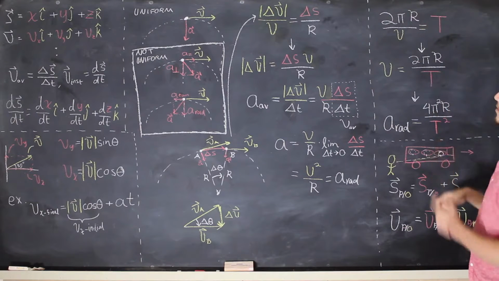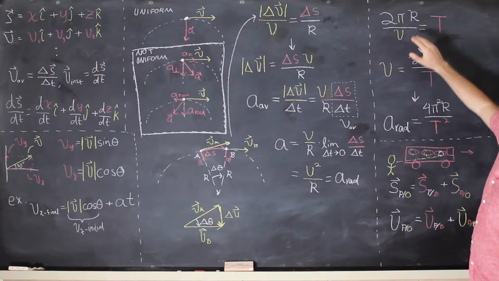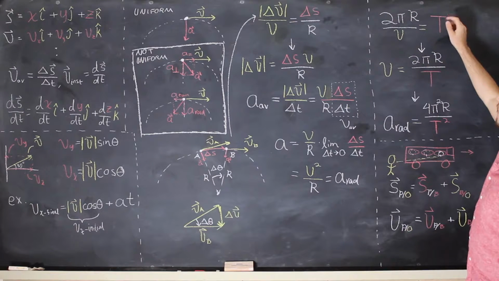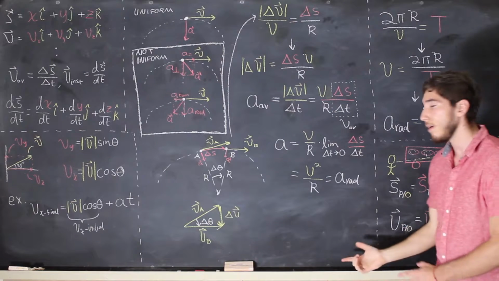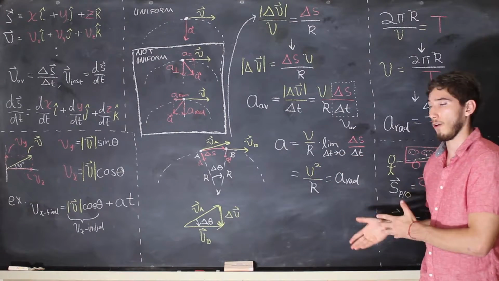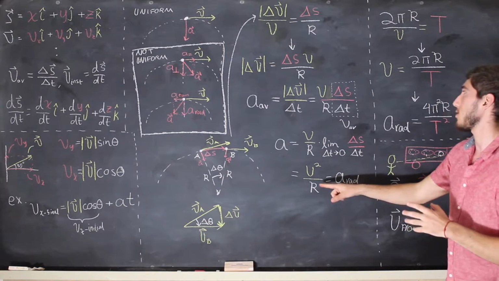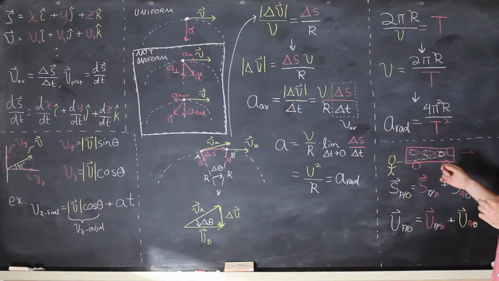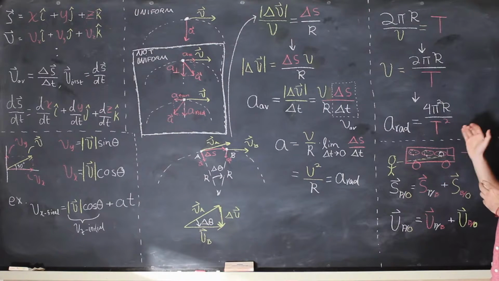But more importantly, we can solve for the velocity using this formula. If we move 2 pi r over on top of the period, then we're going to get velocity. But we know that the radial acceleration is equal to velocity squared over r. So we can plug this formula into the acceleration formula, and it's going to be equal to 4 pi squared r over the period squared.